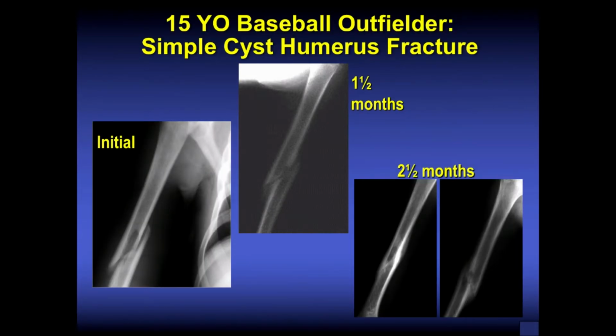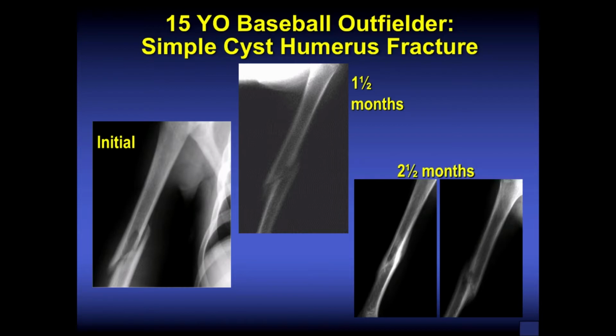This is a 15-year-old baseball outfielder. He just threw the ball from the outfield and felt acute pain in his arm. It was like his arm followed the ball to the plate. And you can see his diaphyseal fracture.